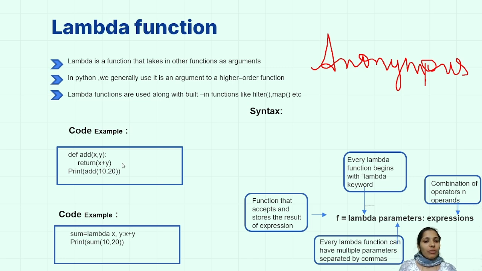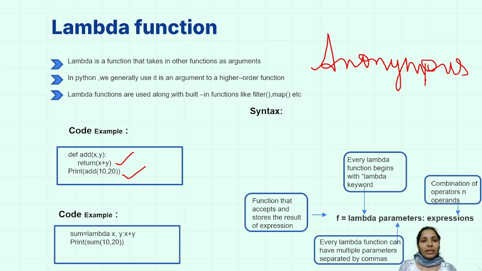this is a normal function, which we have used, as we have already discussed in the previous sessions. def is a define keyword, add is a function that we use to add two numbers, and x and y are the two parameters. The return statement helps us return the value, and print add is a function call. So this is a simple function to add two numbers.